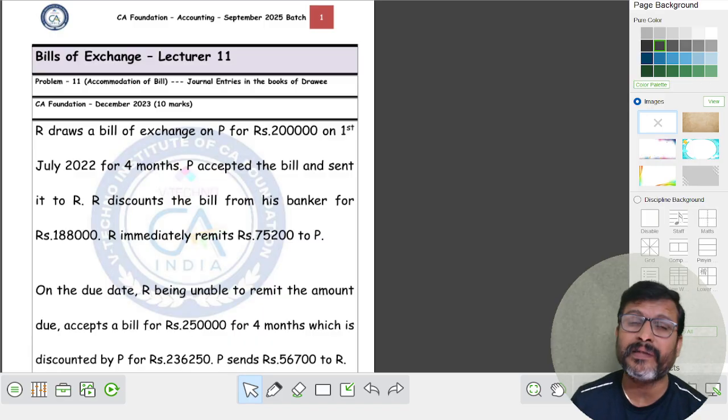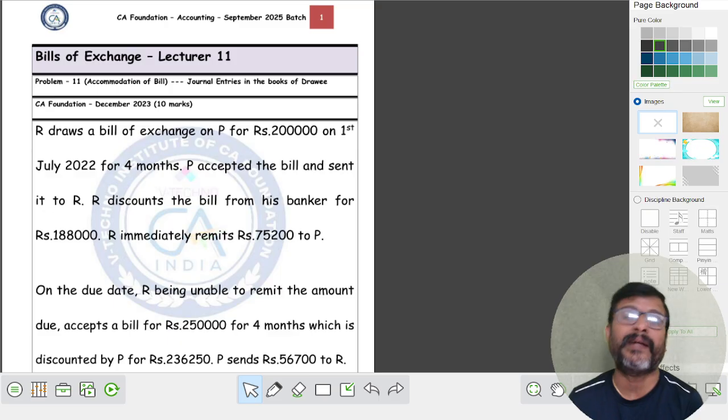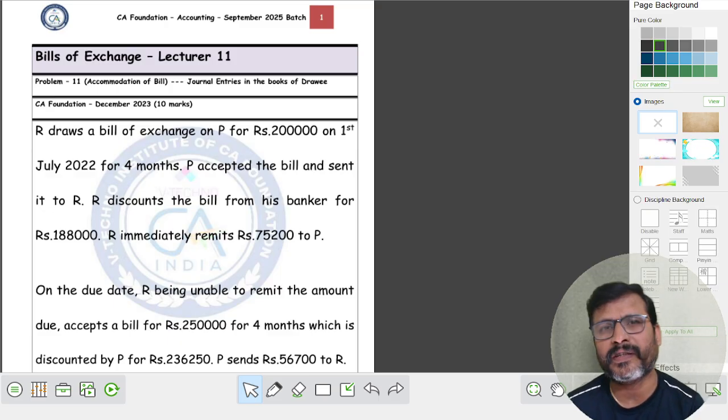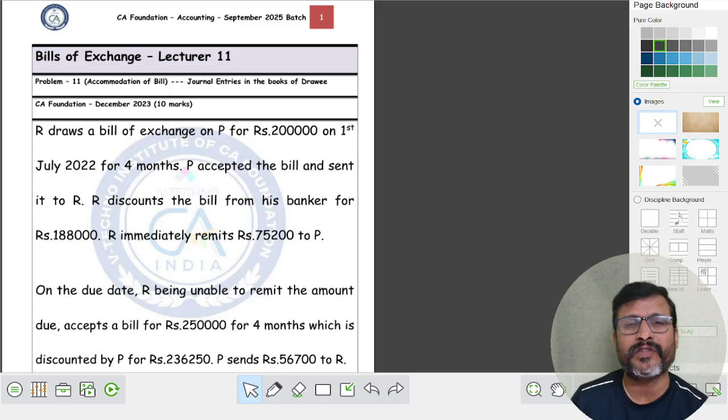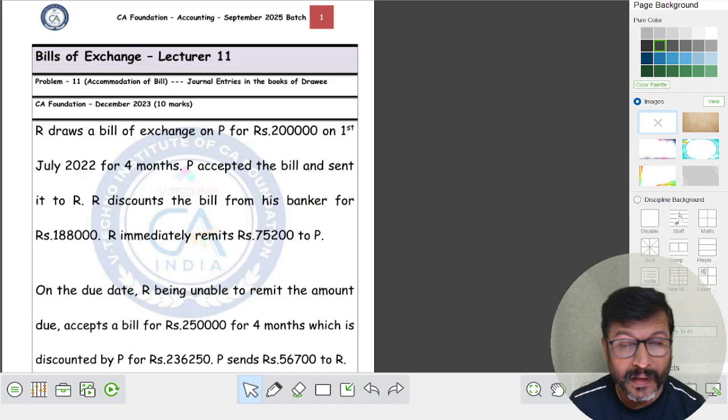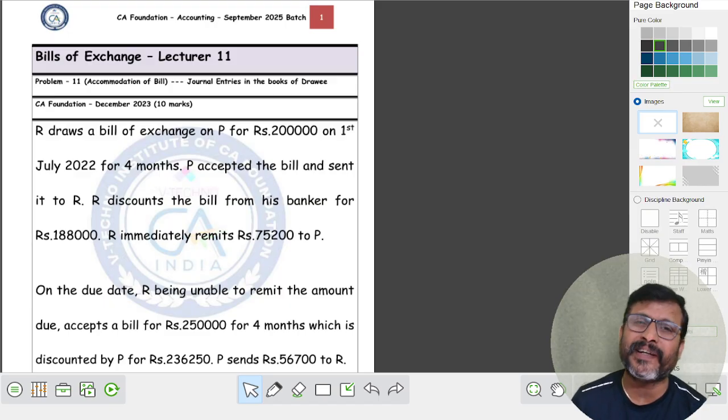You should learn, you should put efforts in understanding. In the earlier session we passed the journal entries in the books of the first person called a drawer, but now we are going to draw the journal entries in the books of drawee.